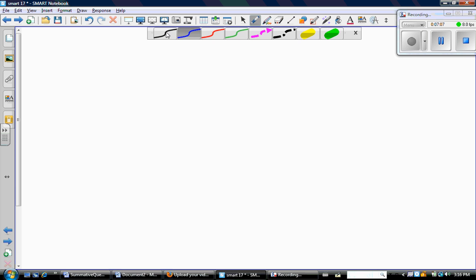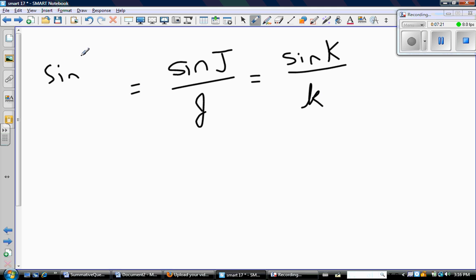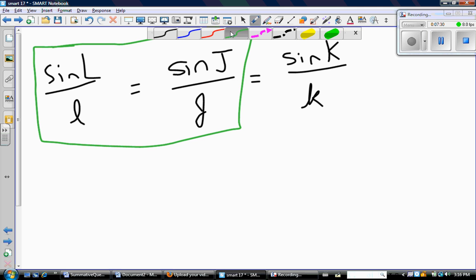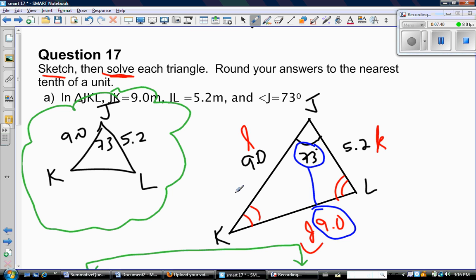So I know that I have angle J and side J. So sine J over J must be sine K over little k, and also must be sine L over little l. So start with whichever pairing you want. Obviously, make sure that you use J because that's the one we know. So let's start here. So my angle was 73 degrees. J I just discovered was 9.0. The length of L is also 9.0.